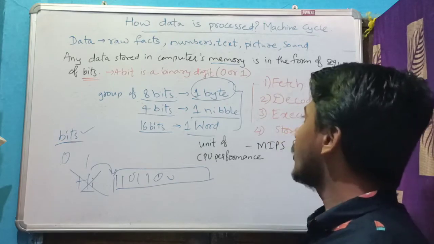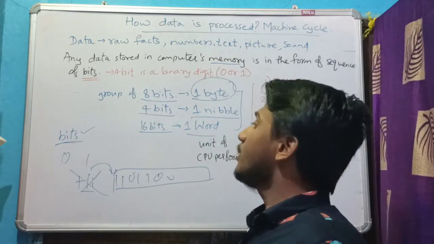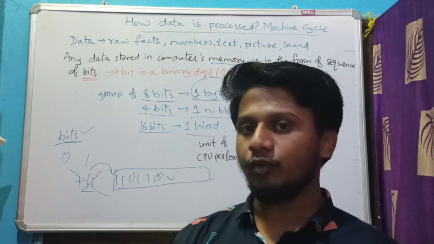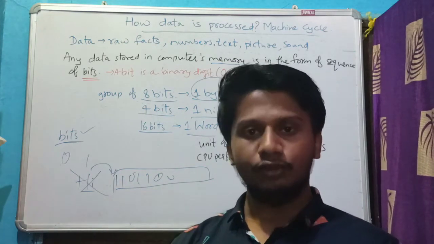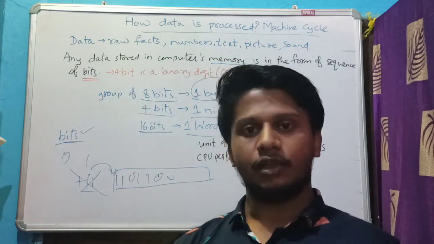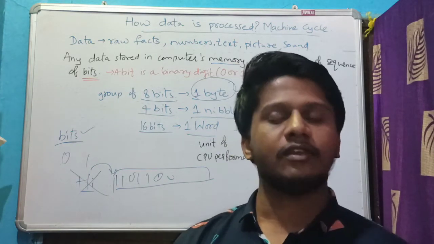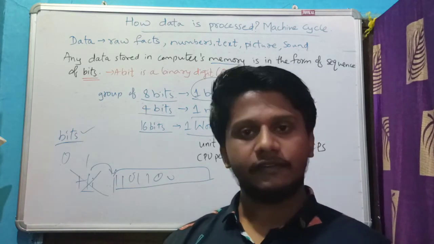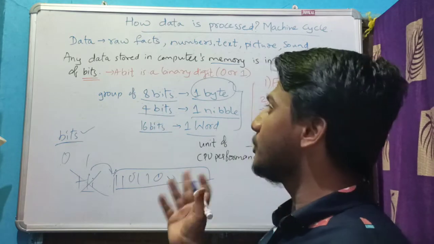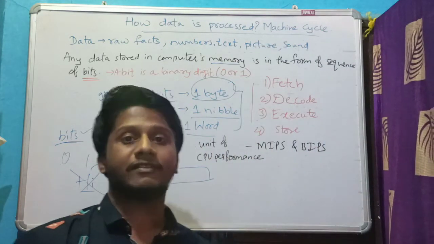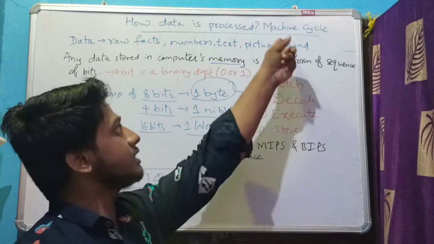Now, this data stored in the memory will be fetched by the CPU. The CPU will execute it and again store the result. After that, if you want to display the output, it will be displayed, or else it will be stored in the memory. Clear with that? This is how the CPU processes. That step by step execution of the instruction is called the machine cycle.